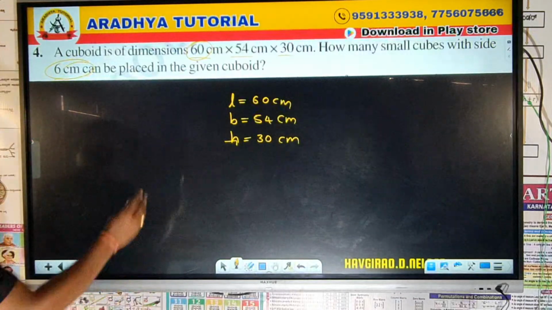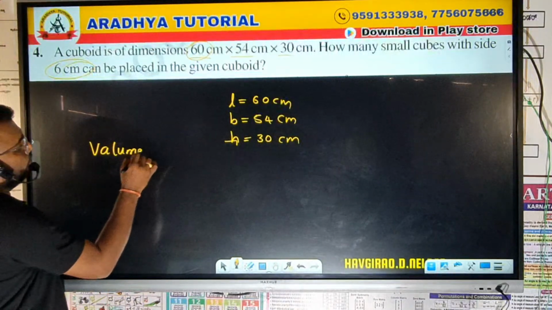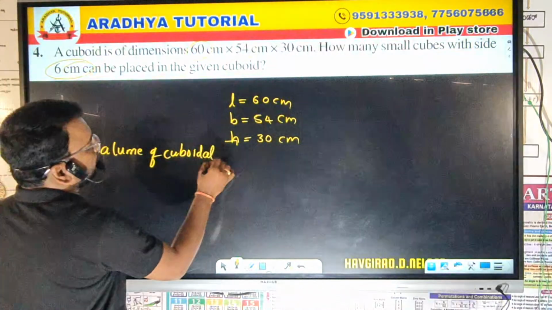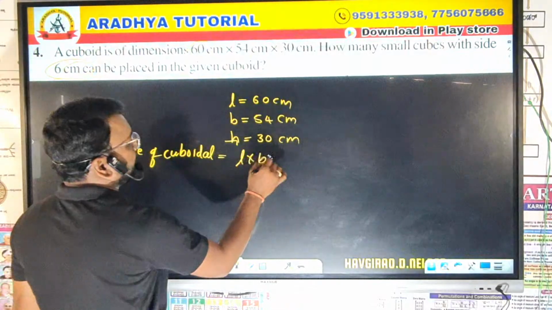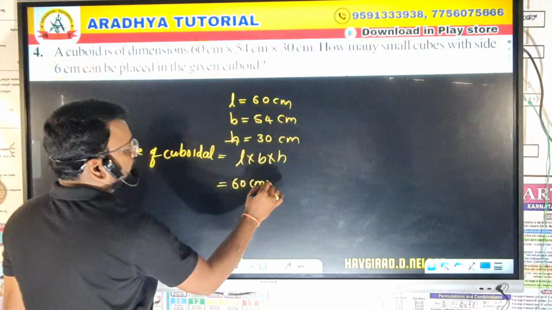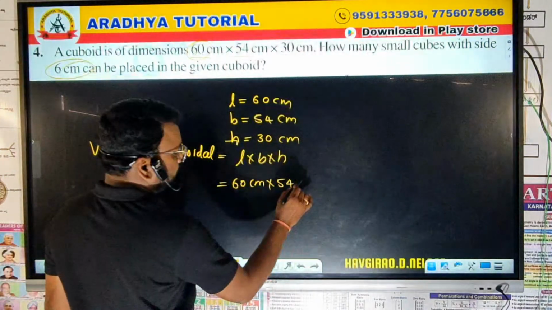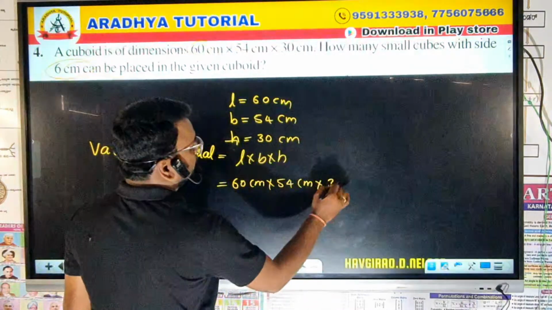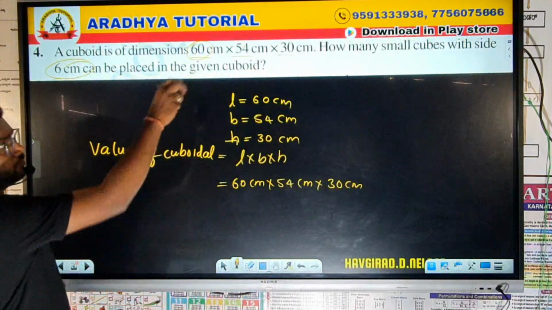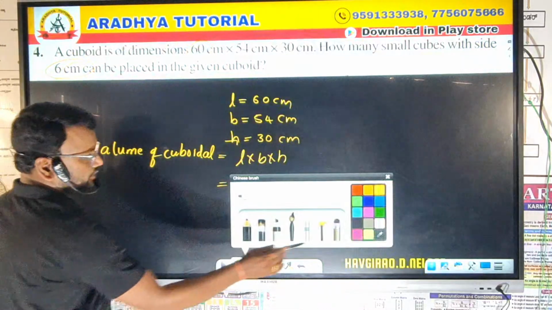Here first we have to find the volume of the cuboid. Volume of cuboid is L into B into H, 60 centimeter into 54 centimeter into 30 centimeter. Keep this much as it is. Afterwards, when we are dividing into small cubes, that time it's useful. You have to keep this much as it is.